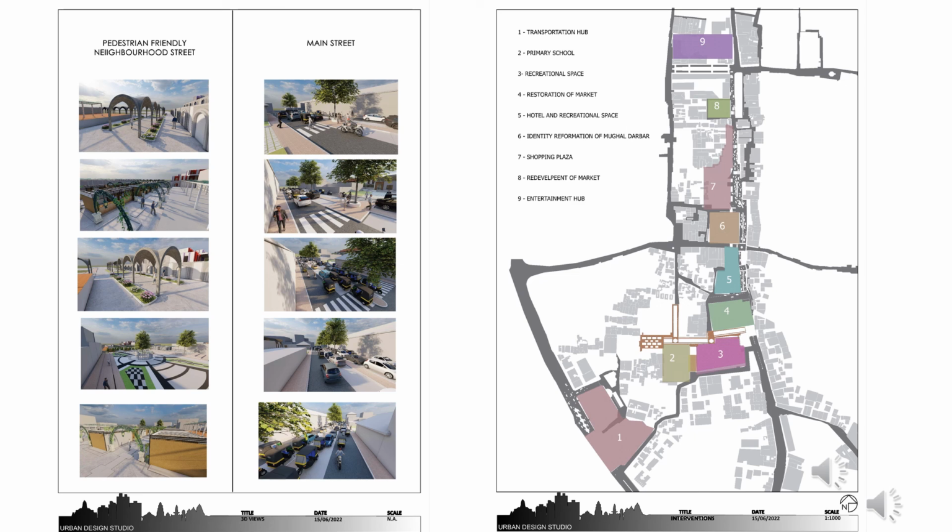After consideration of the issues, we came up with 8 interventions and each intervention with 2 proposals, which were transportation hub, primary school and pedestrian friendly neighborhood, restoration of market and creation space, hotel and recreational spaces, identity reformation of Mughal Darbar, shopping plaza and community space, redevelopment of market and recreational hub, and entertainment hub.